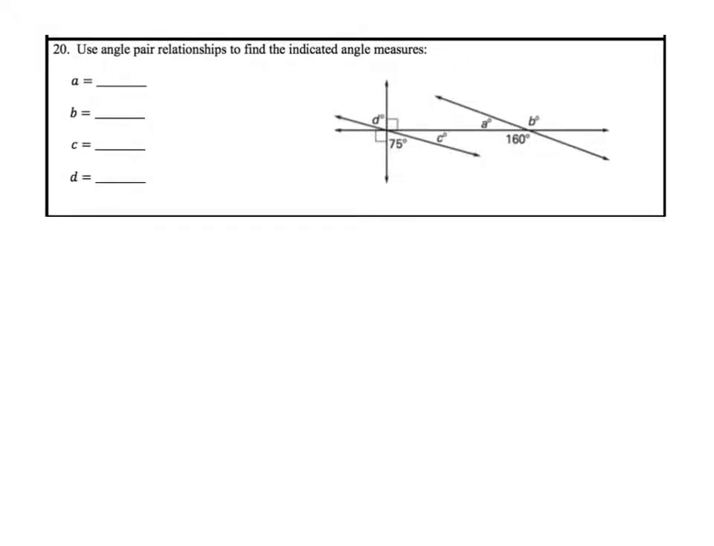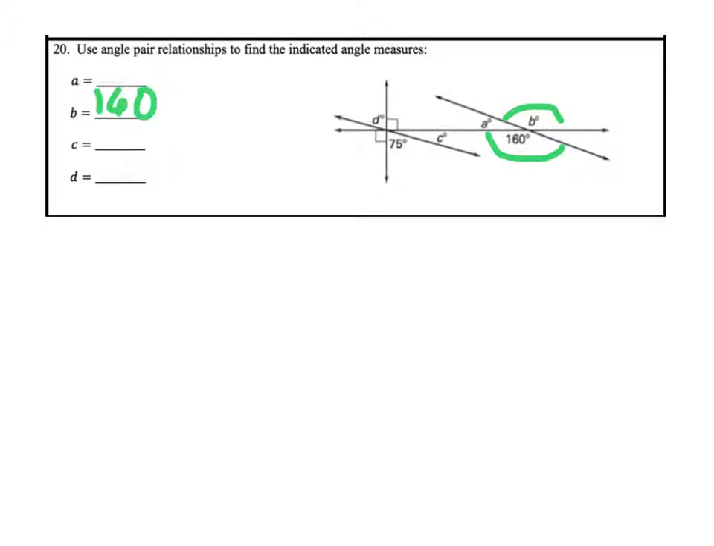All right, this is 20 and 21 from your Chapter 1 test review. 20 says use the angle pair relationships to find the indicated angle measures. My first one, we know that, I see a pair of vertical angles. We have this one is 160, and B is my other vertical angle. So B is also going to be 160.